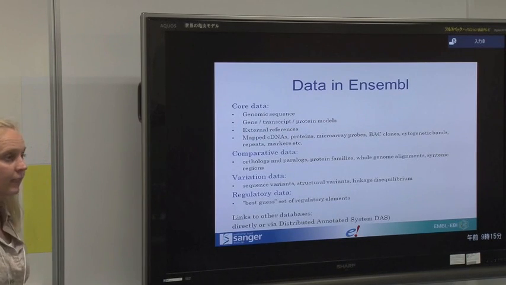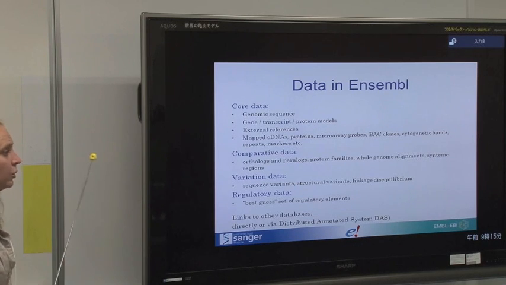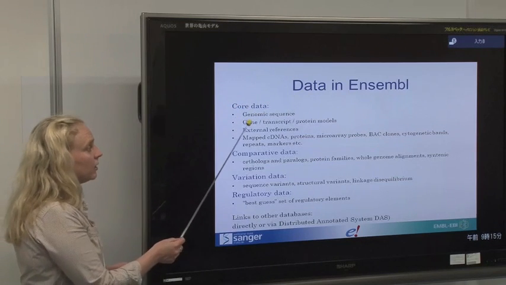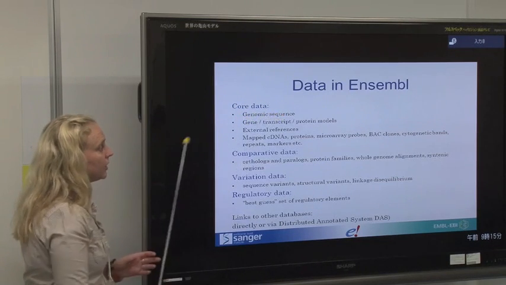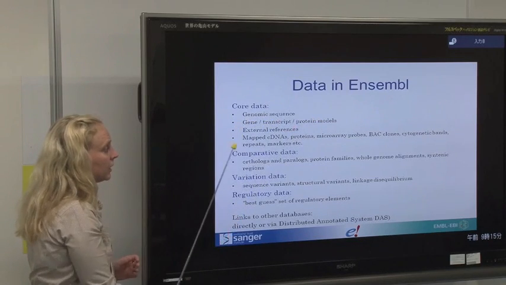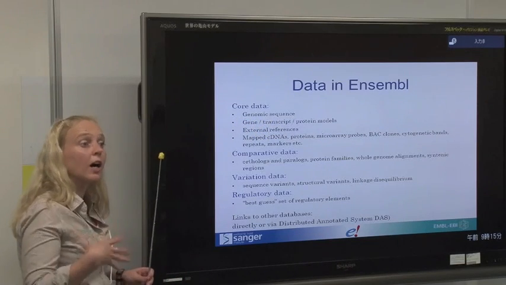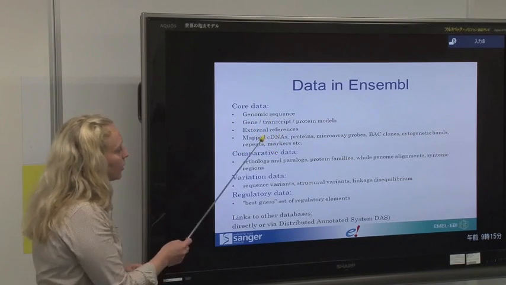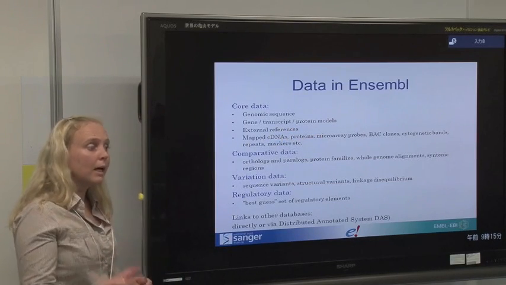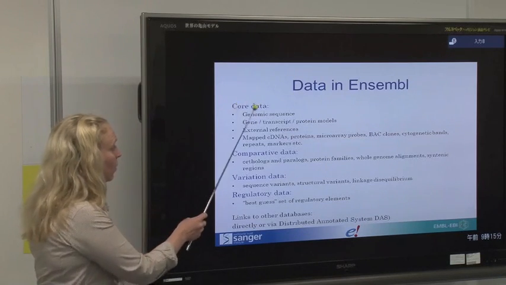What kind of data do we have in Ensembl? We divide the data into a few categories. The main one is core data. Ensembl contains the genomic sequence. It has gene, transcript, and protein models. It contains a lot of external references, references to other databases. It also shows you where cDNAs, proteins, microarray probes, repeats, and other things are. So that's the core part.